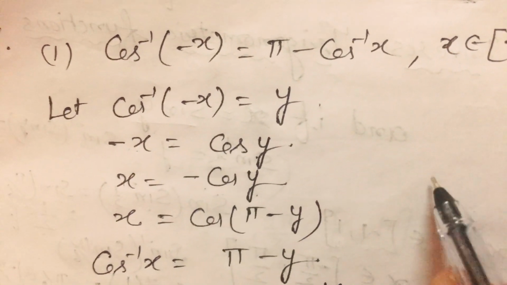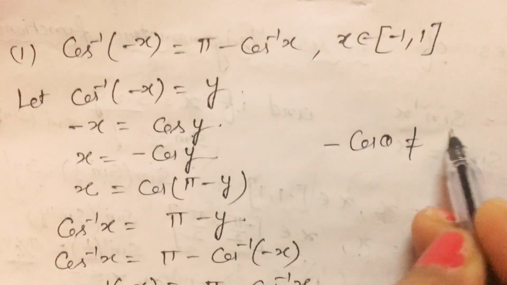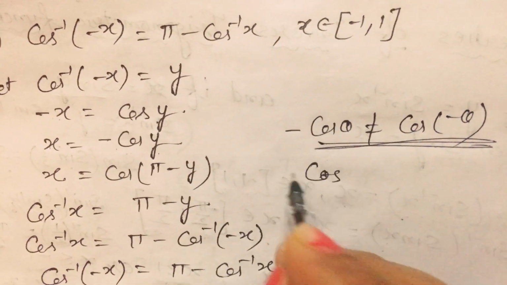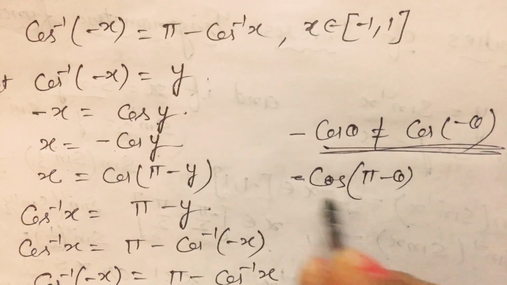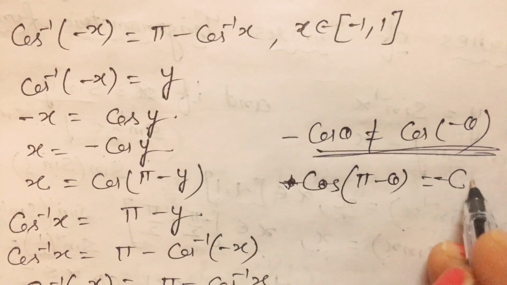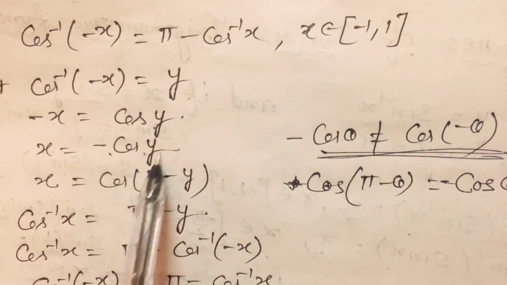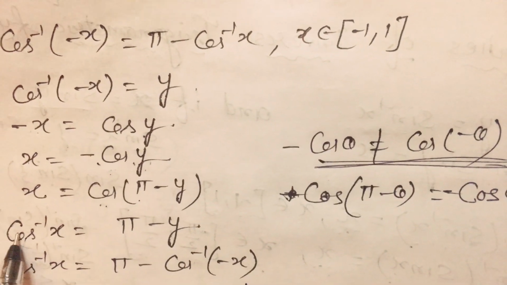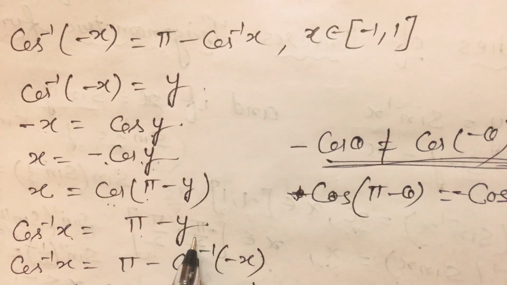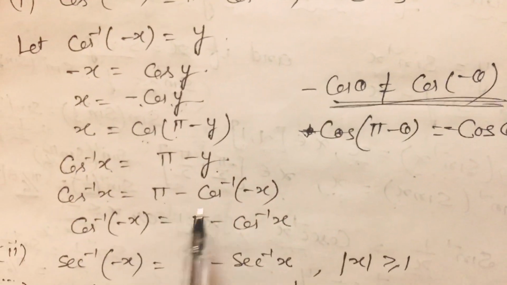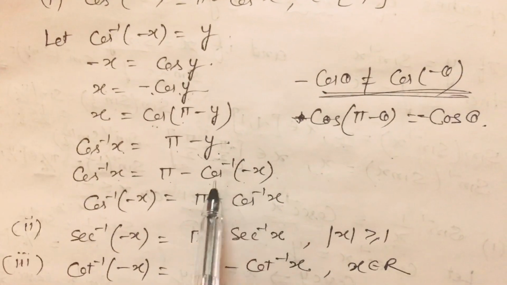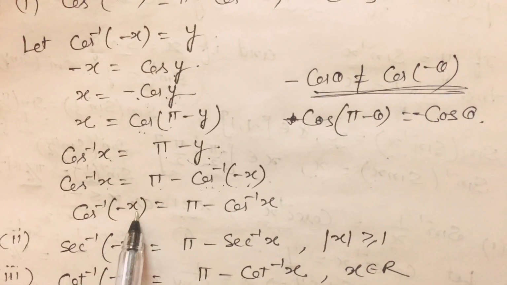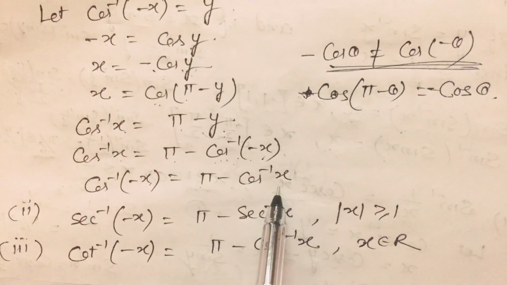So we know that minus cos theta is not equal to cos of minus theta. These are not equal. So in the second quadrant, cos of pi minus theta is minus cos theta. So we can write minus cos theta is equal to cos of pi minus theta. And we will take cos inverse on the left hand side. It is cos inverse x is equal to pi minus y. So cos inverse x is equal to pi minus cos inverse y, where the value is cos inverse minus x that we have taken. Okay, so that means we can write cos inverse minus x is equal to pi minus cos inverse x.